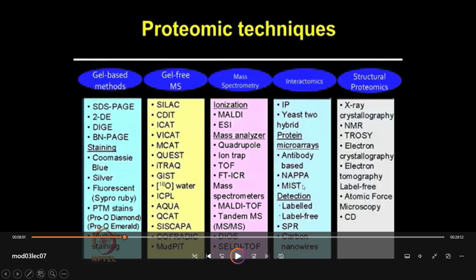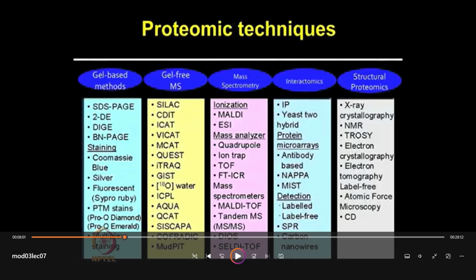Then interactomics is about studying if a protein is interacting with a DNA or a lipid or a protein itself. Those types of studies can be done with the help of interactomics. And if you want to study the structure of a protein, X-ray crystallography is one of the techniques which is generally used to understand the structure of a protein.